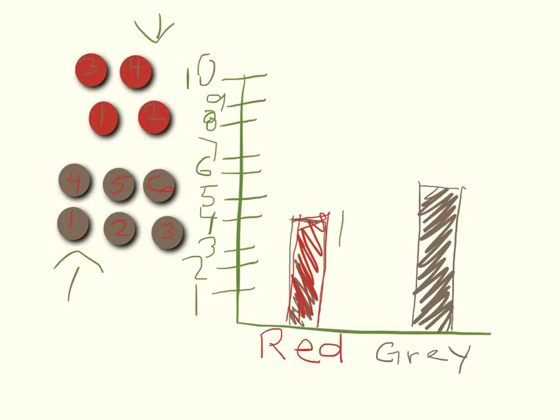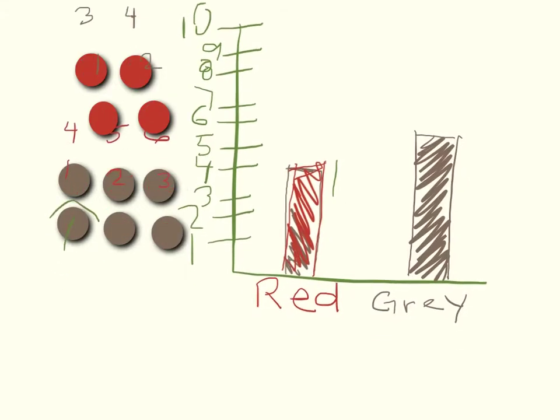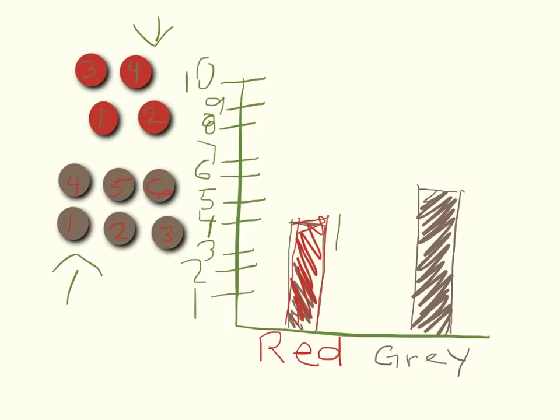Now when people look at this, they know that we have 4 red dots and 6 gray dots, even if they don't have these dots to look at. An important part when making a graph is labeling, and the last part of labeling is putting the title. So our title is going to be number of dots.